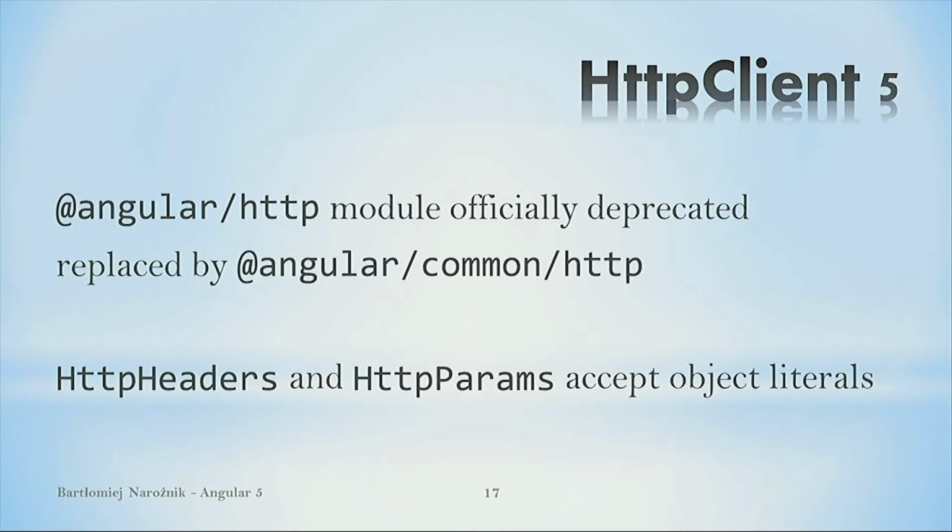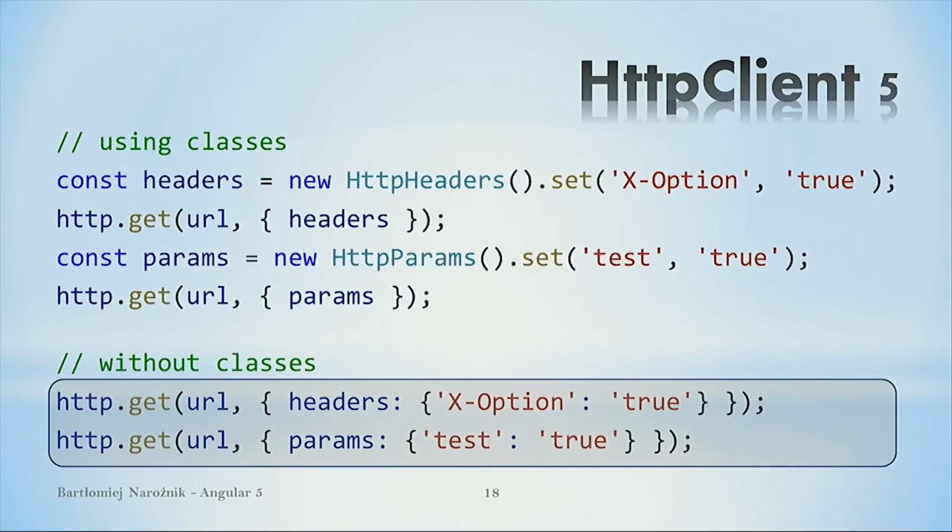And in 5 there is a nice improvement for HTTP headers and params. You don't need to create classes now. You can just use object literals. So like here in the upper part is the way we have been using it before. Now you can write it with a little less code.